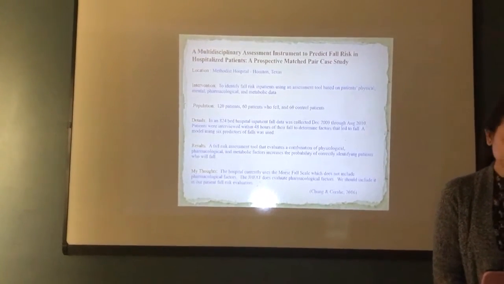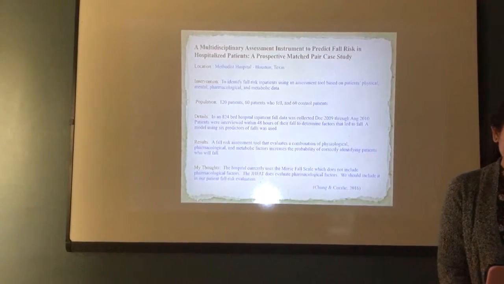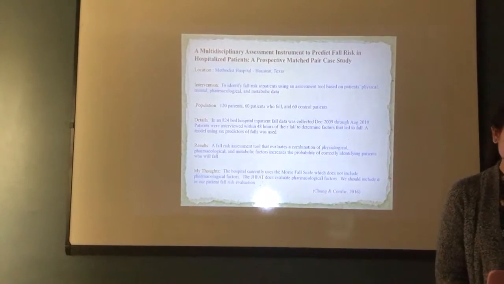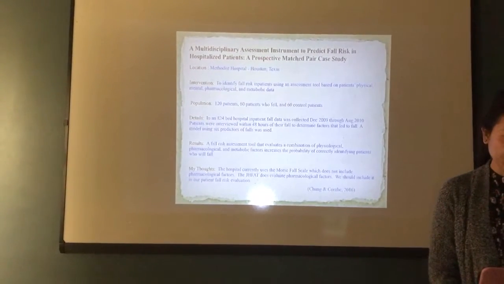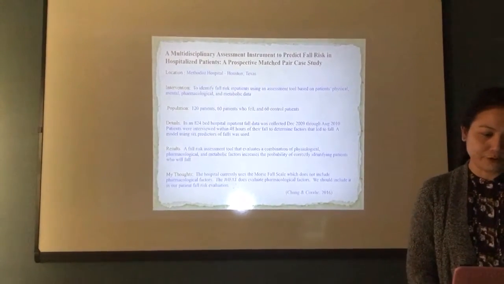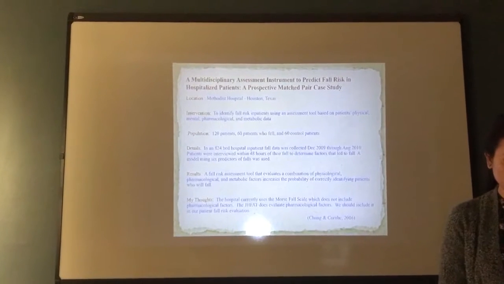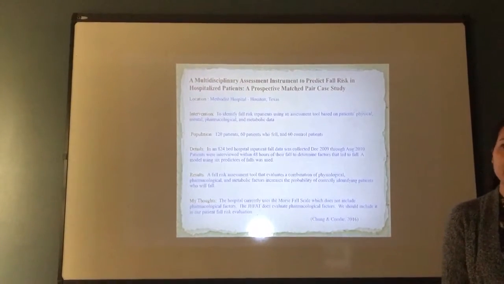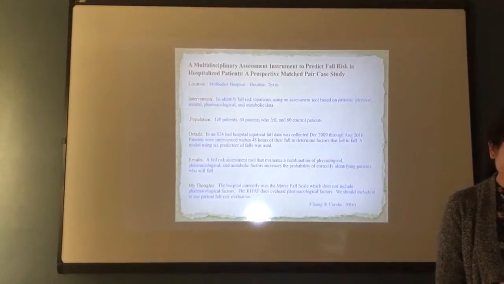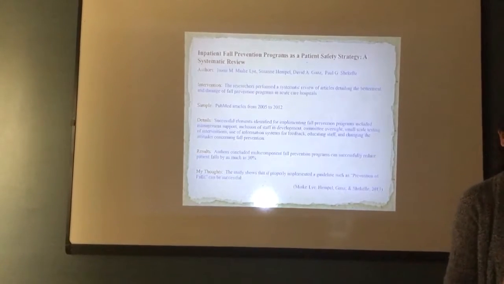Result: a fall risk assessment tool that evaluates a combination of physiological, pharmacological, and metabolic factors increases the probability of correctly identifying patients who will fall. So my thought for this research article is: the hospital currently uses the Morse Fall Scale, which does not include pharmacological factors. The Johns Hopkins Fall assessment tool does evaluate pharmacological factors, so we should include it in our patient fall risk evaluation.